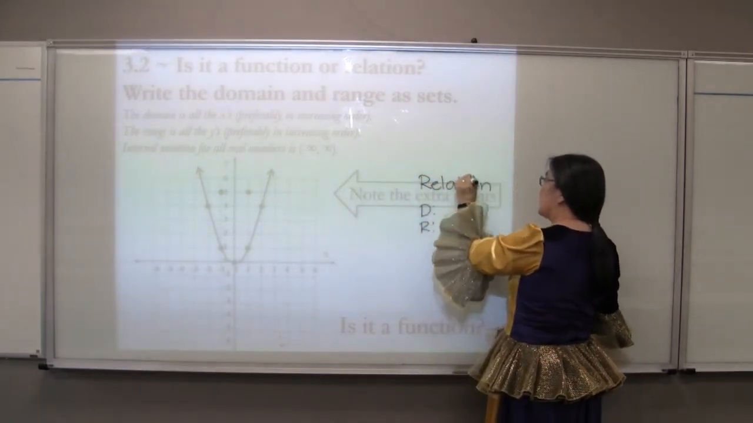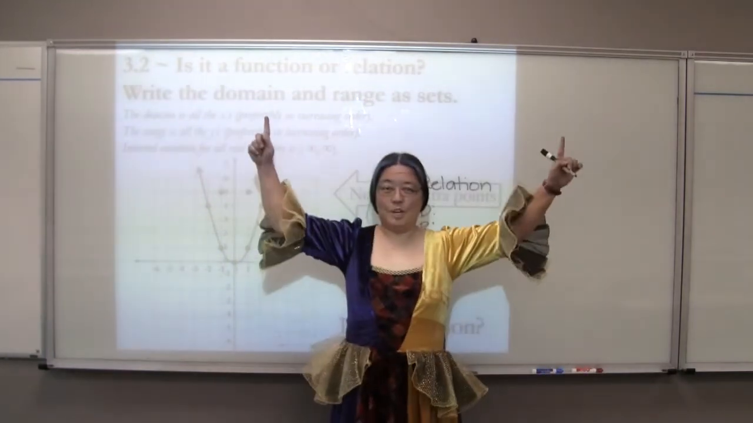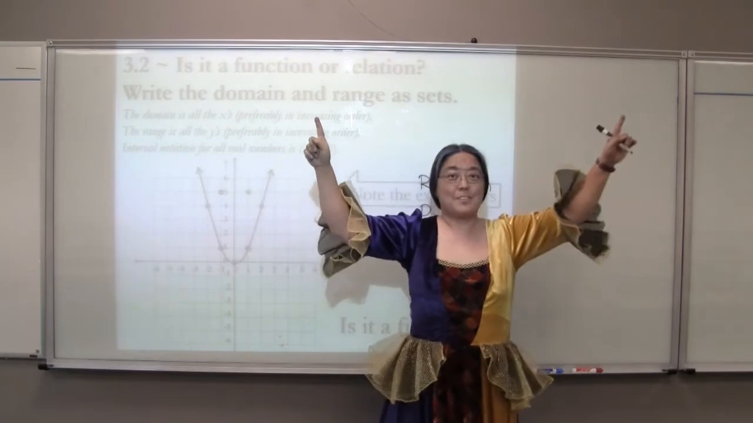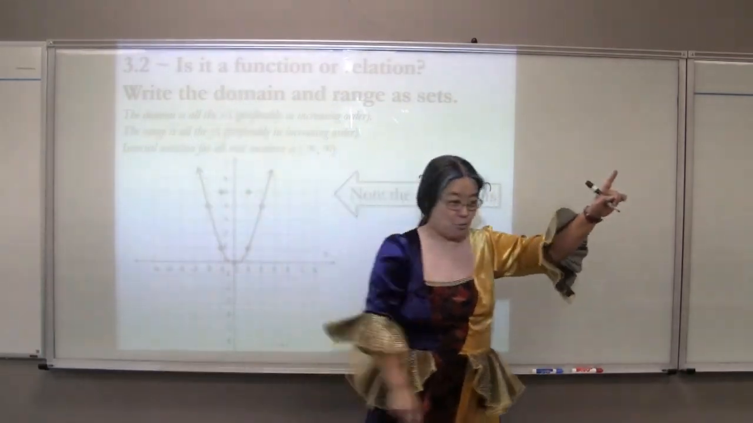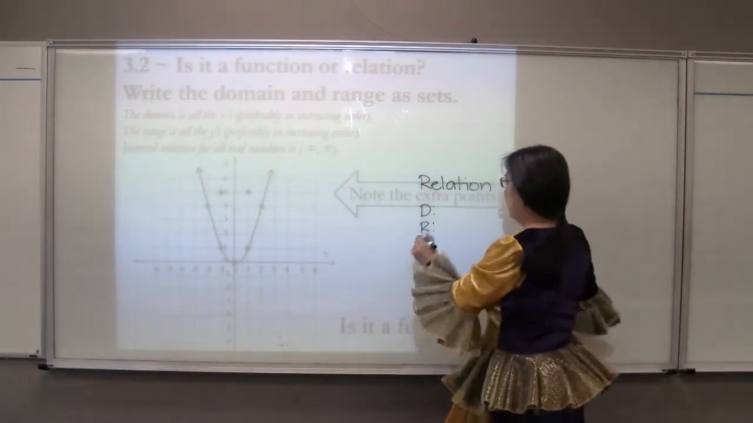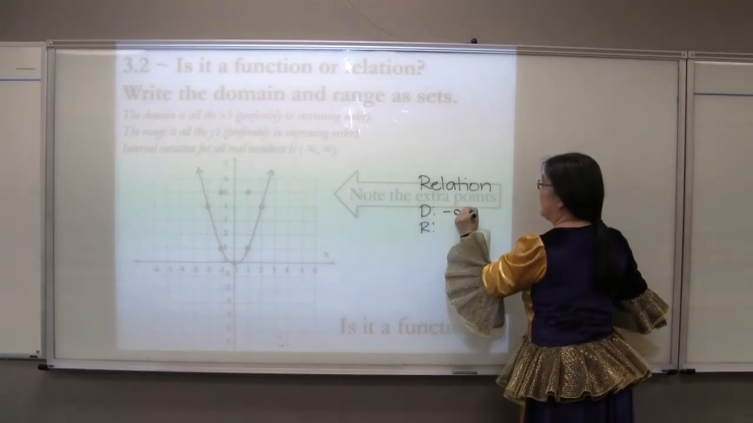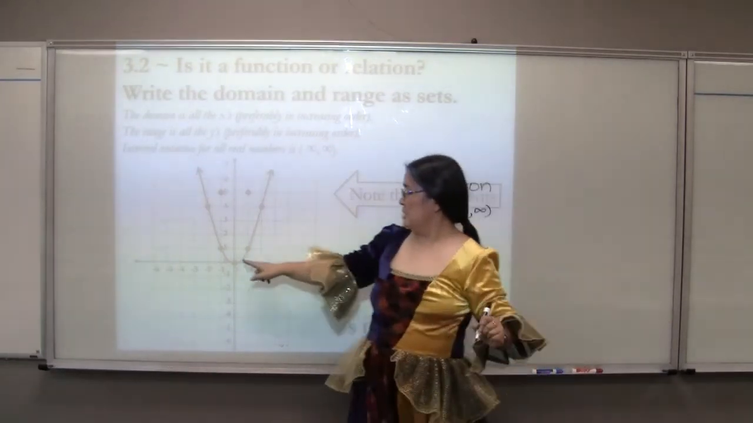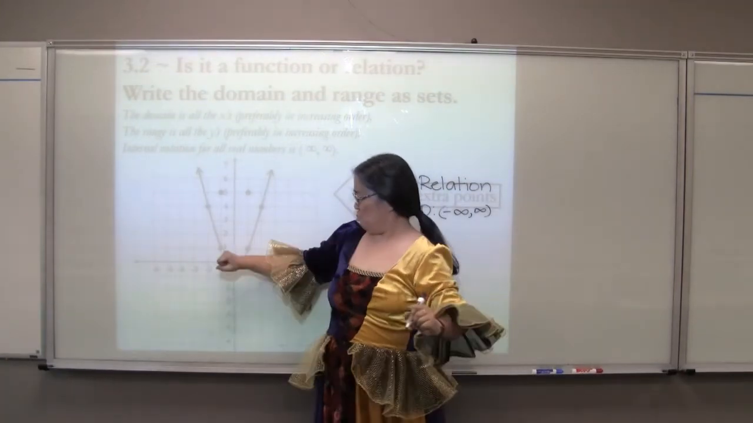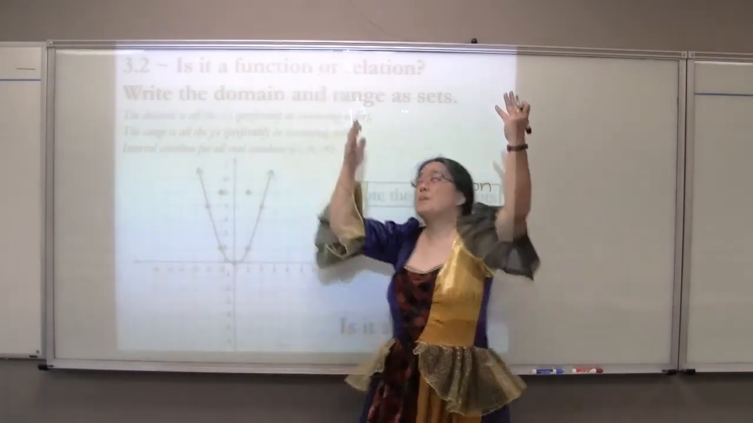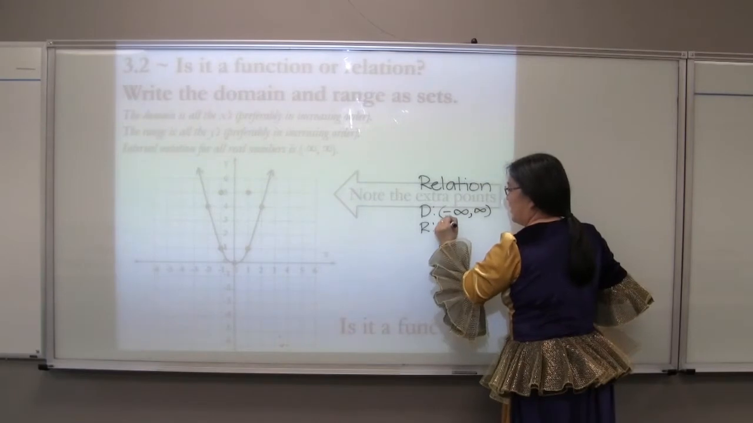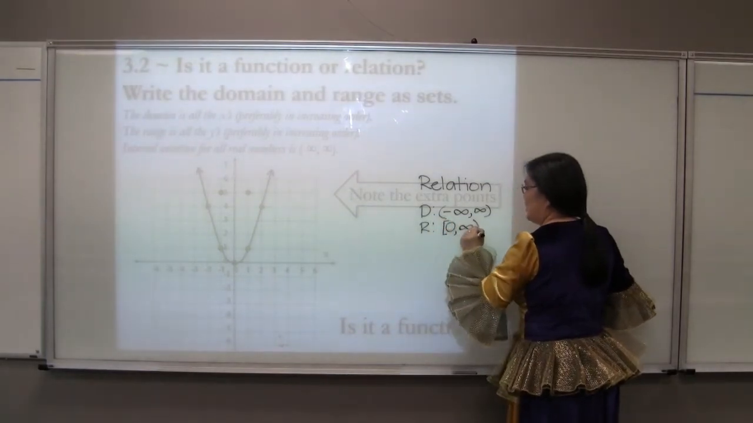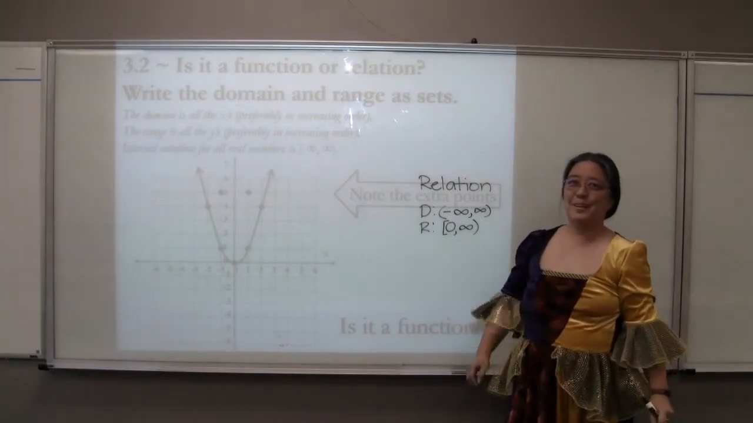Let's take a look at the domain. I have a parabola. It goes forever this way. It goes forever this way. It goes from negative infinity to positive infinity. That is our domain, negative infinity to positive infinity. The range, the lowest point is still at 0, and it goes up. It starts off at 0. It is equal to 0, and then it goes to infinity and beyond.